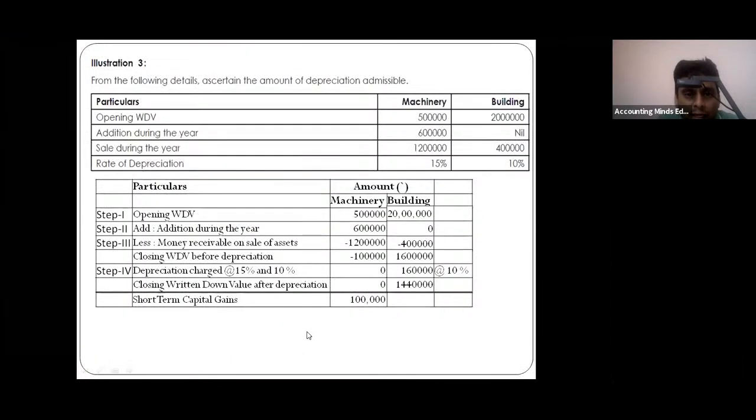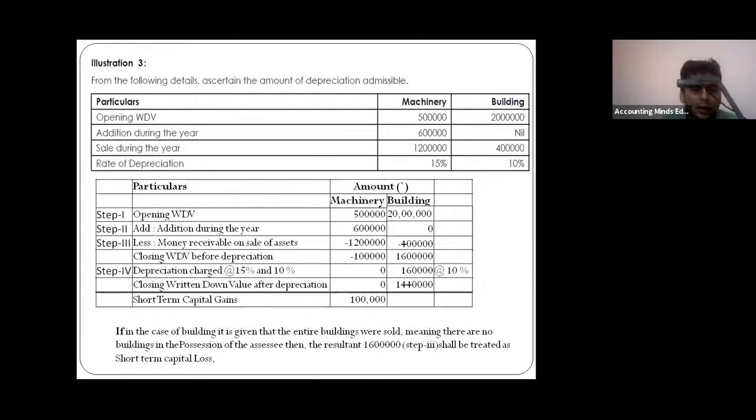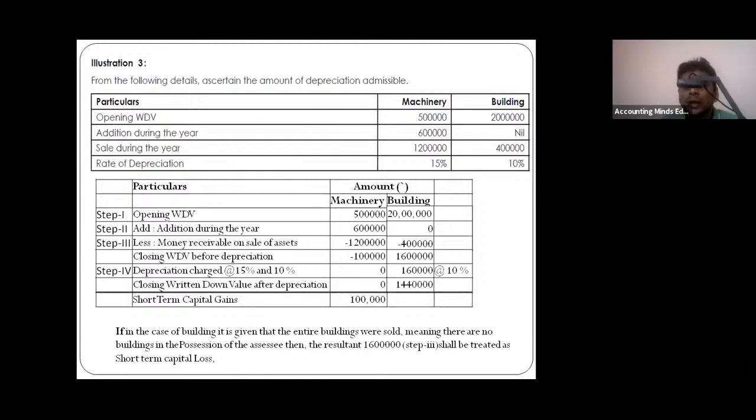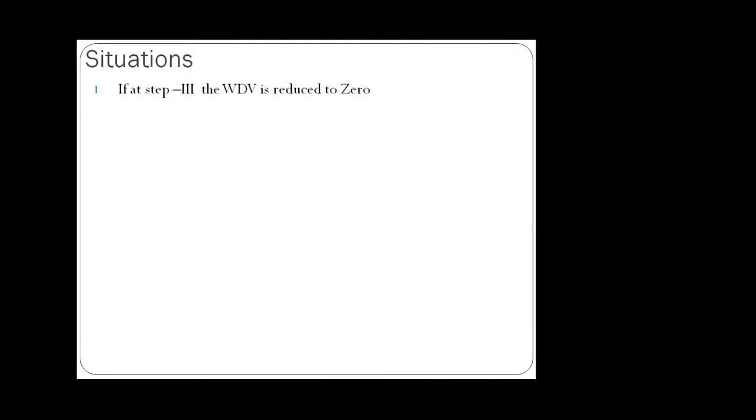Okay, who will read it? Naveen, read it out. If in the case of building, it is given that the entire building was sold, meaning there are no buildings in the possession of the assessee, then the resultant 16 lakh step 3 shall be treated as short-term capital loss. And there will not be any depreciation charged. Followed it? Guys, make sense? Yes, sir. Very nice. Now, this is what we were discussing here.